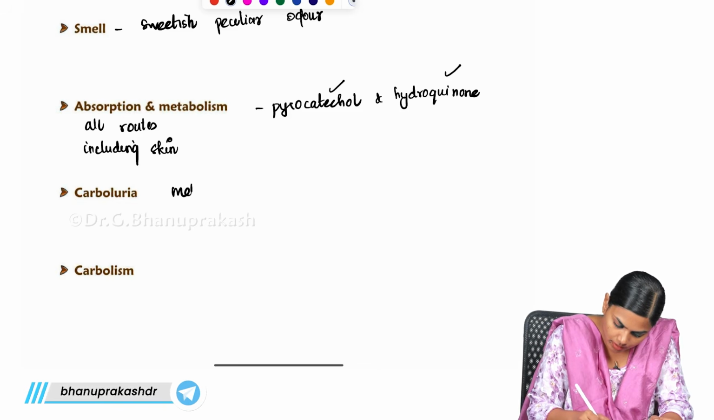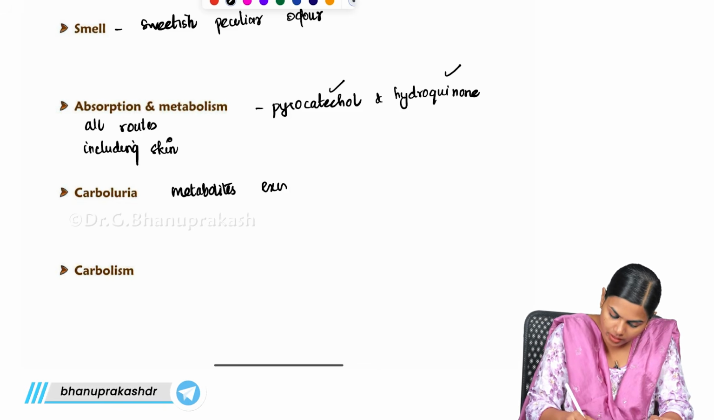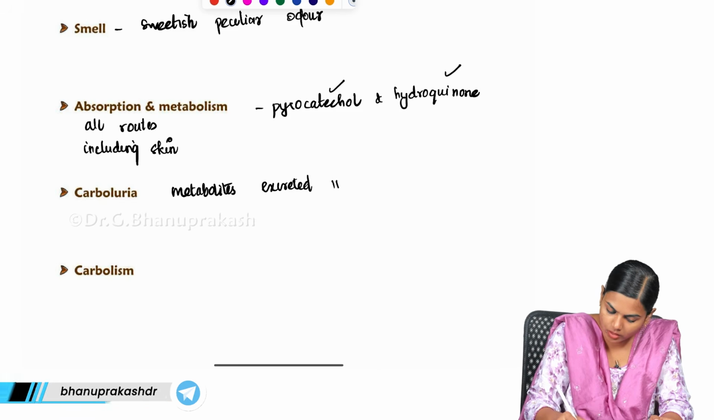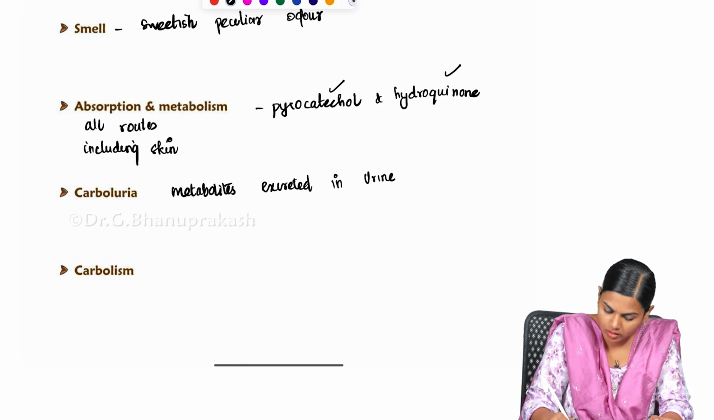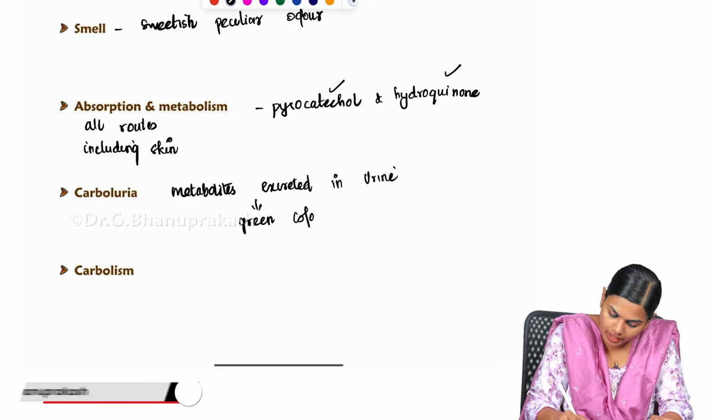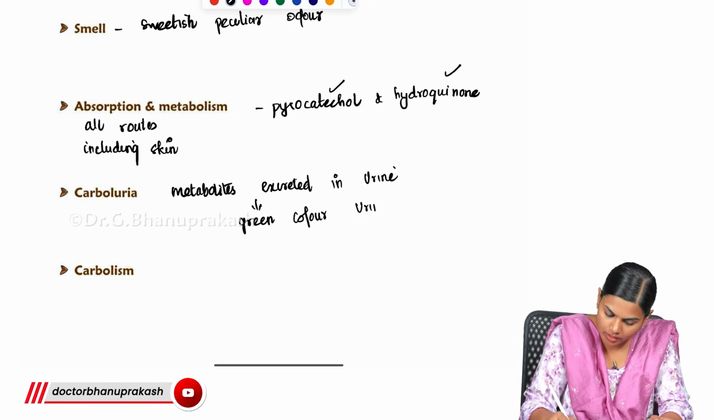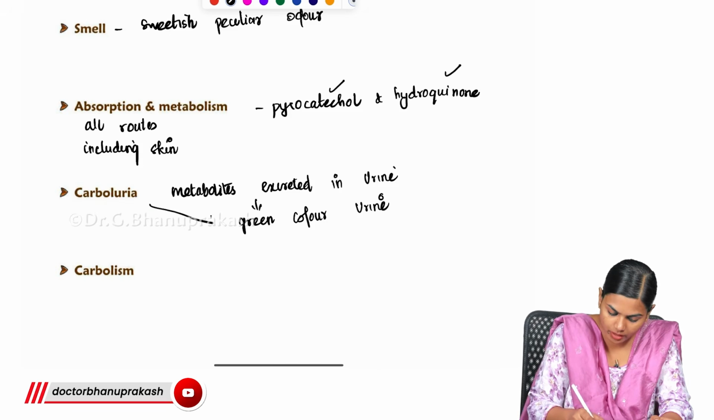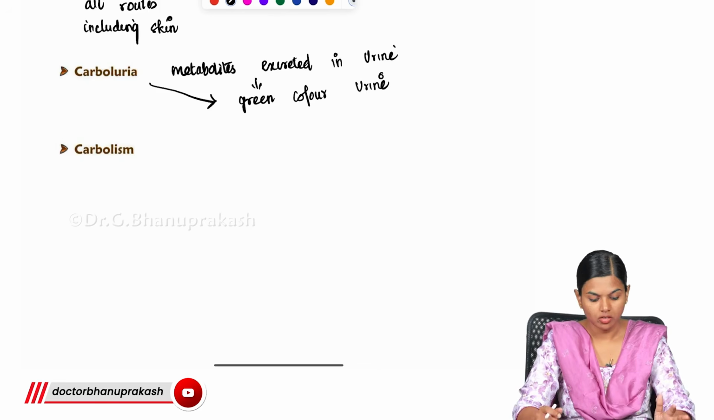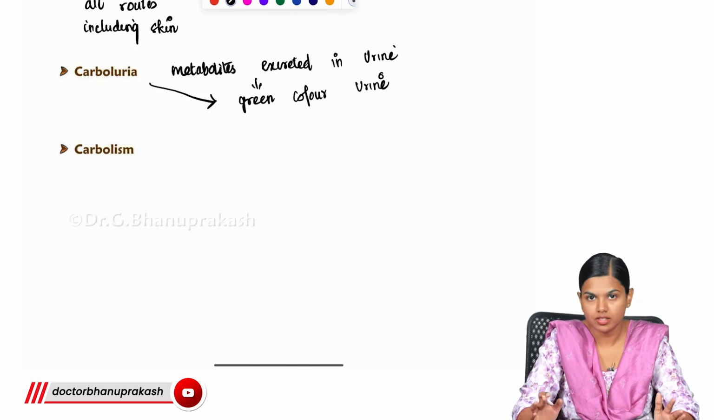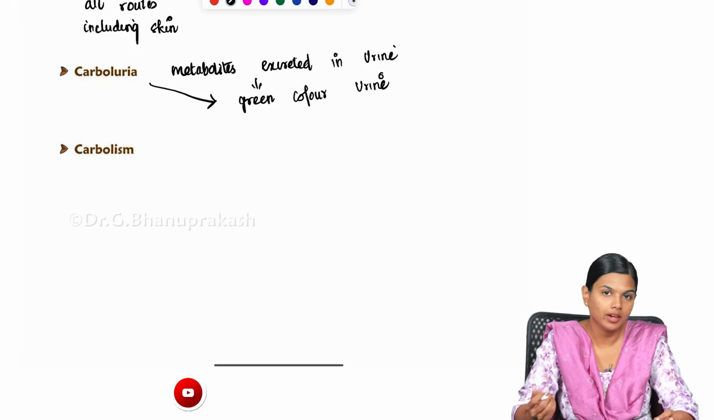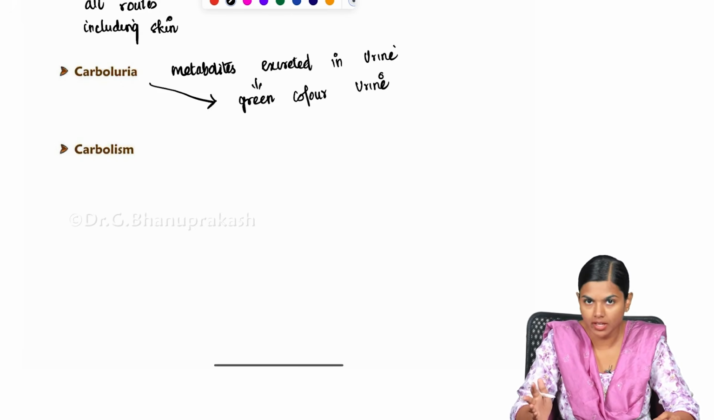And when this pyrocatechol, the metabolites, are excreted in urine, they will lead to green color urine. You will be getting green color urine, and this green color urine is known as Carboluria. So, Carboluria is greenish discoloration of urine that you get after ingestion of carbolic acid.